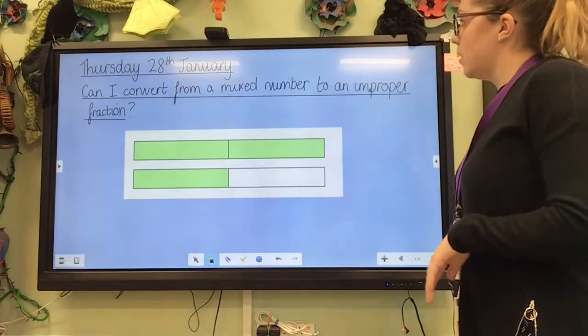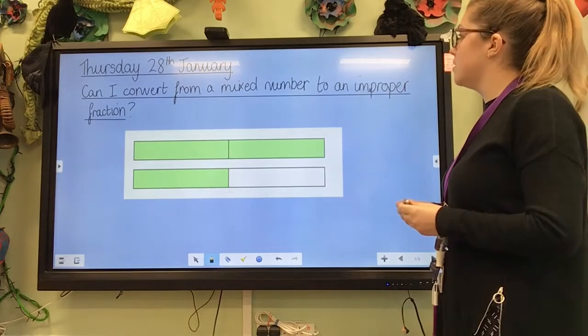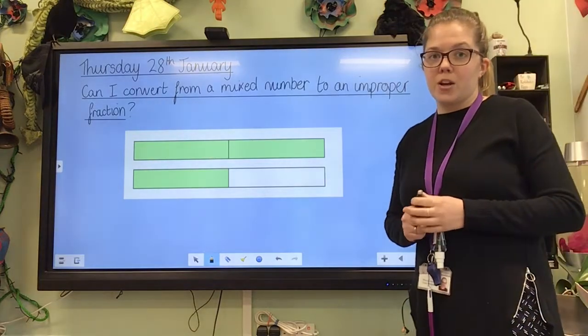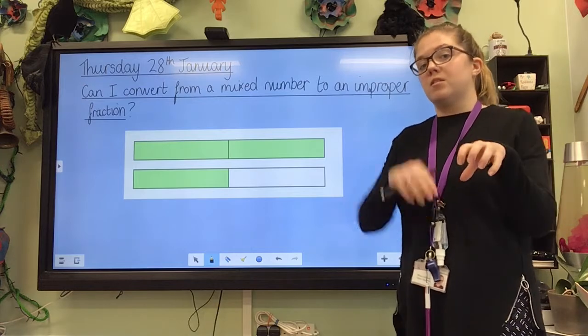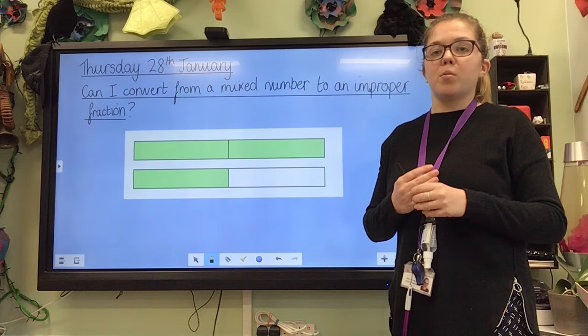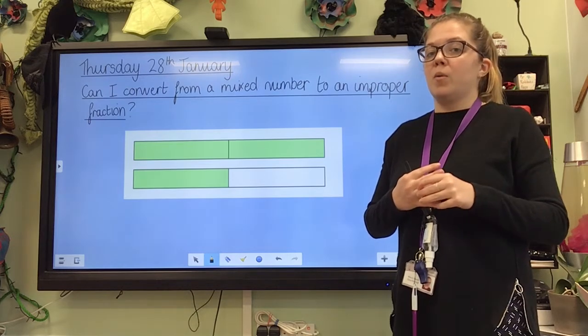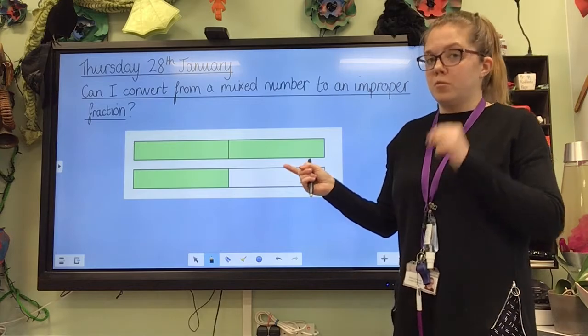And I've got our learning question on the board and it says, can I convert from a mixed number to an improper fraction? Now yesterday we were converting from improper fractions to mixed numbers. Today we're just doing it the other way round, just to get a bit more practice and get us more familiar with these two new types of fractions. And I've got a question on the board for you.